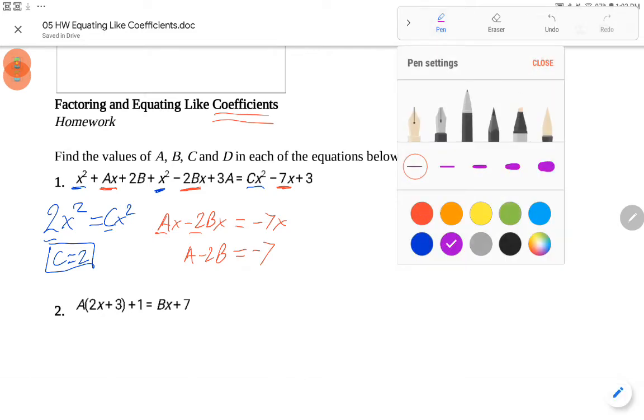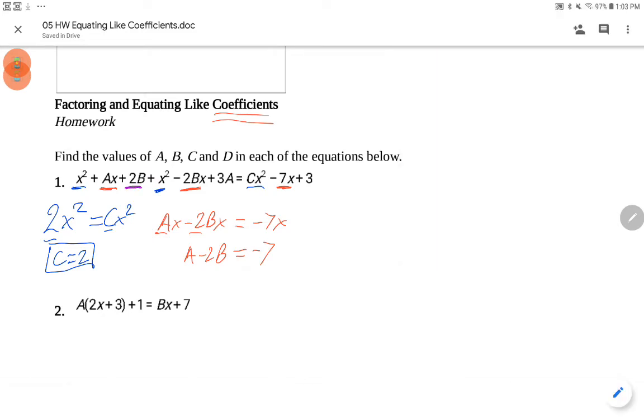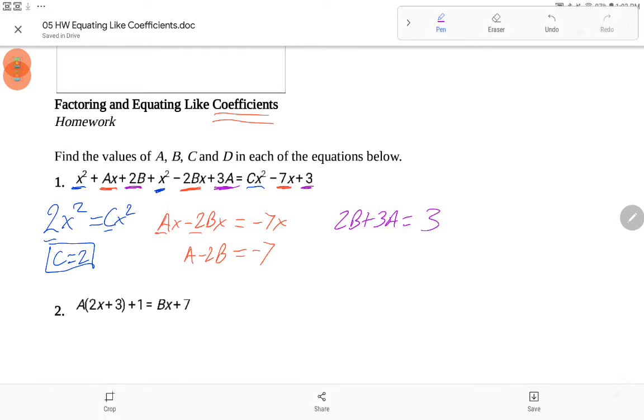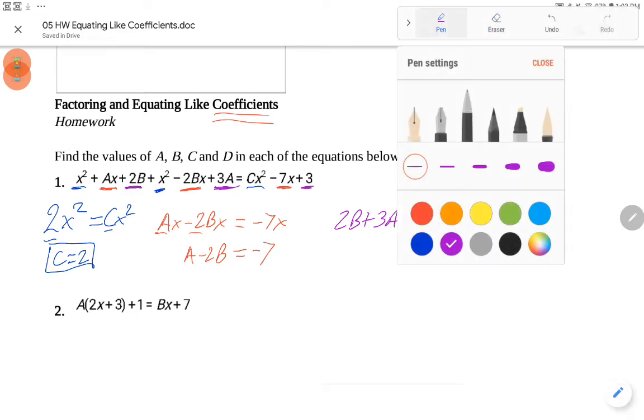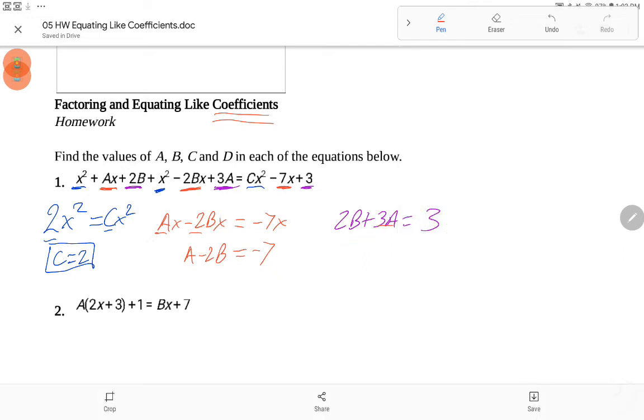Now I go to the next. I'm looking for the constant term. Here I have 2b and I have 3a, and I know those are constants because they have no x next to them. So right over here in purple, 2b plus 3a has to equal the constant over here, which is 3. Now here's where I need to use a system of equations, because I have two unknowns, a and b. Since I have two unknown variables, this is where I'm going to use my systems of equations concept and solve for it.